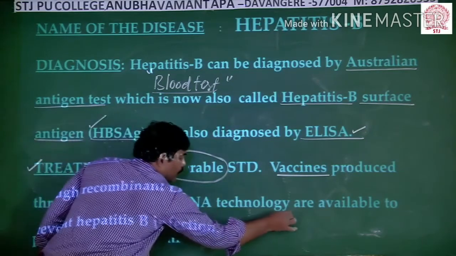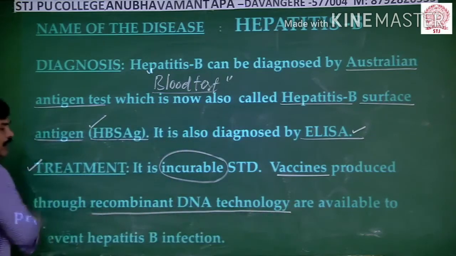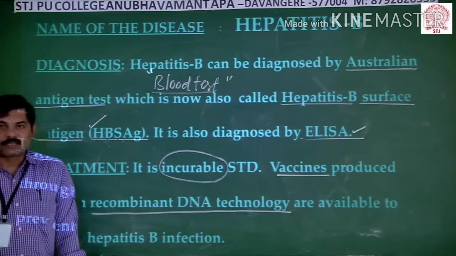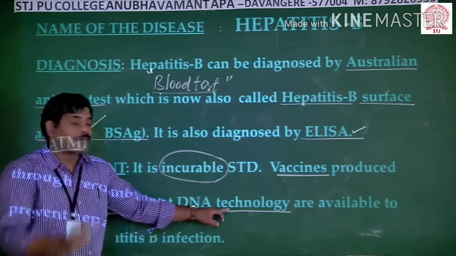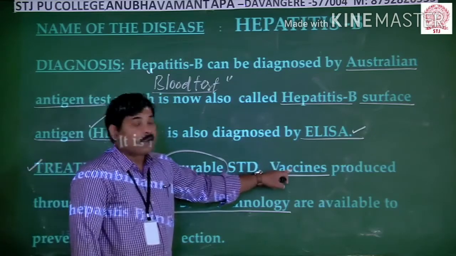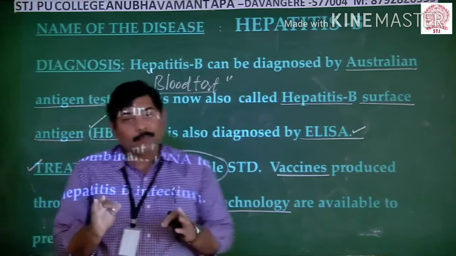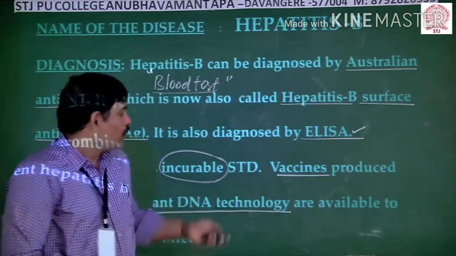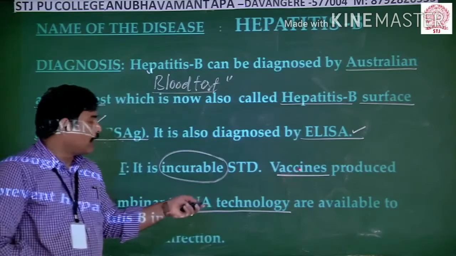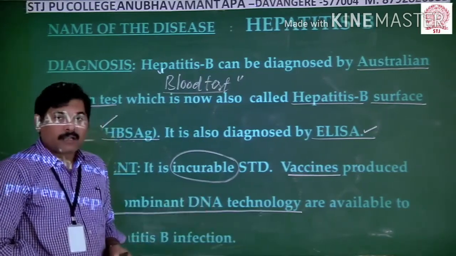About this recombinant DNA technology we will study in more detail in the biotechnology chapter. So recombinant DNA technology developed the vaccinations for hepatitis B. It is a precautionary step, but the point here is there is no cure for this disease. Only the prevention method is available. The prevention is nothing but taking the vaccinations related to this one.